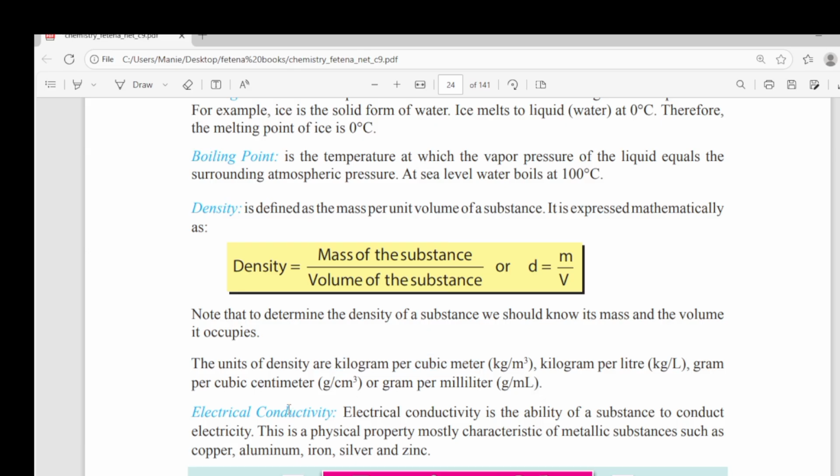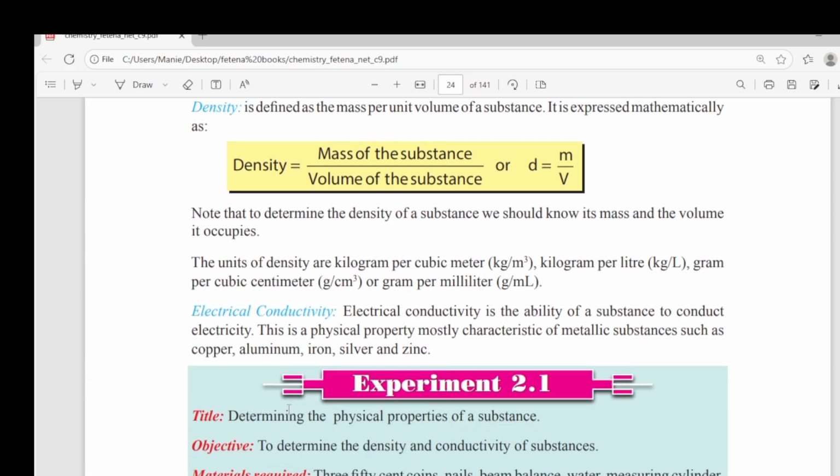The other physical property is electrical conductivity. Electrical conductivity is the ability of a substance to conduct electricity. This is a physical property mostly characteristic of metallic substances.